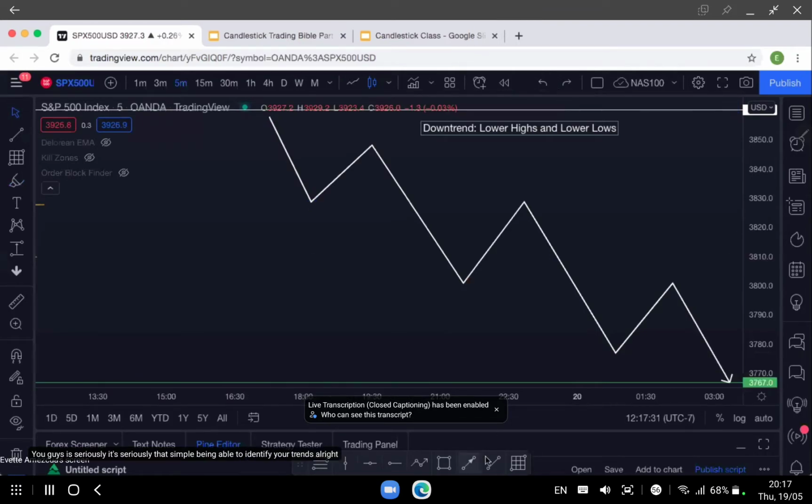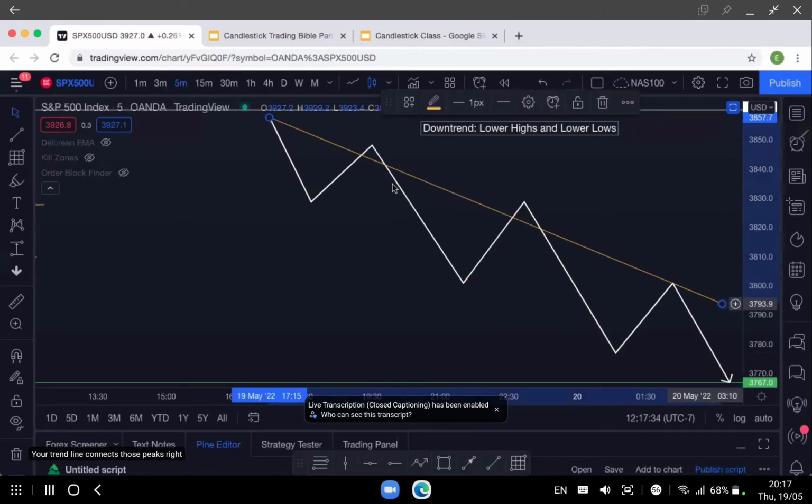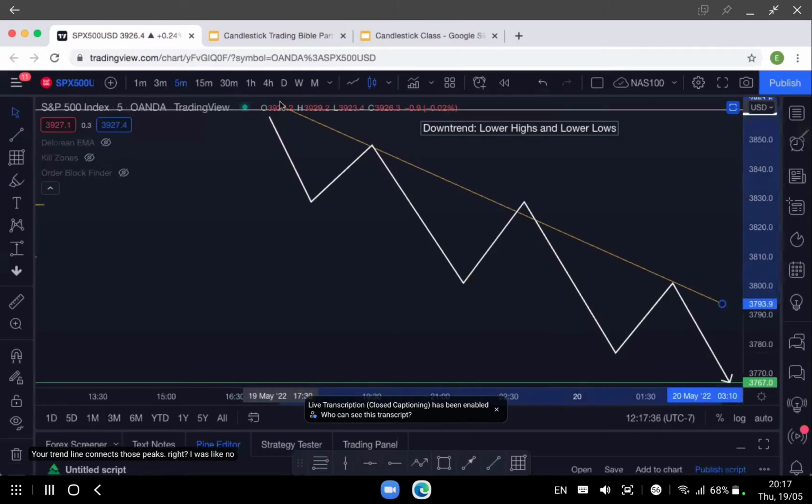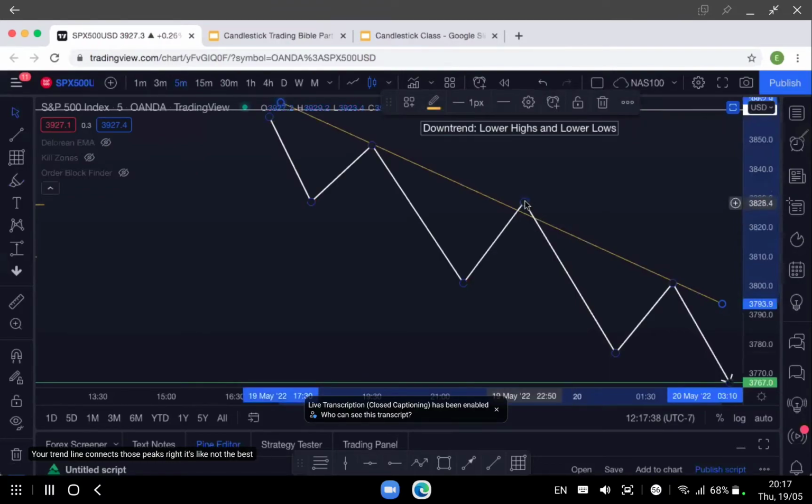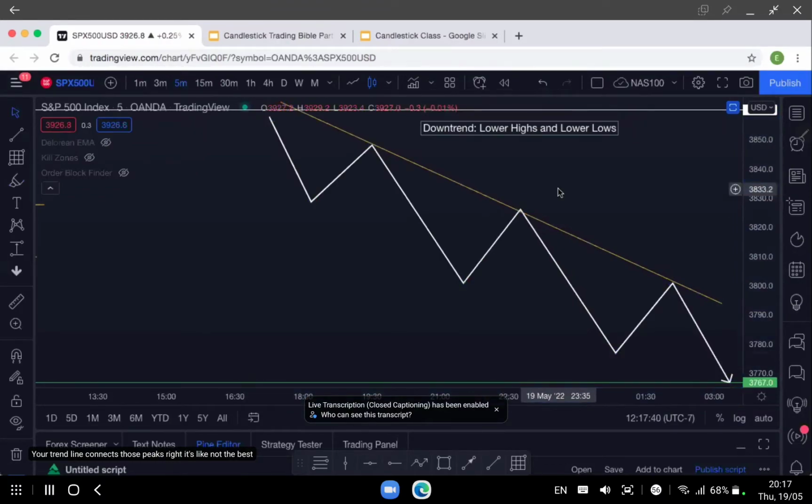All right, so now let's take a trend line. Your trend line connects those peaks. It's not the best, because I'm drawing this out myself. So now what? Because we're in a downtrend, our impulse is in line with the direction of our trend.